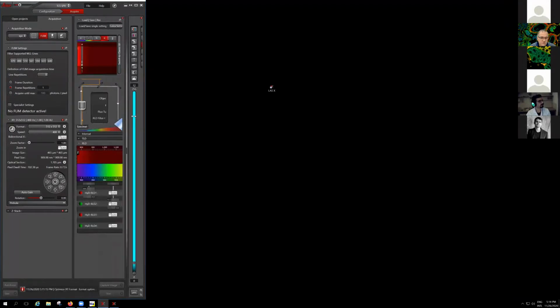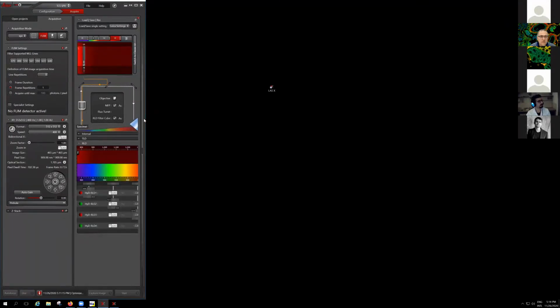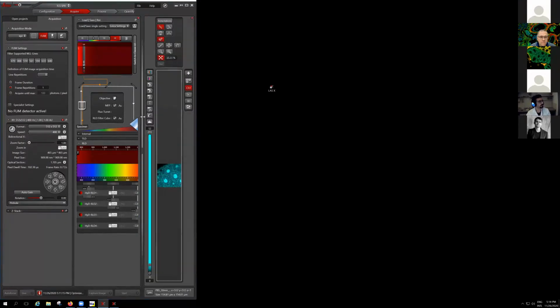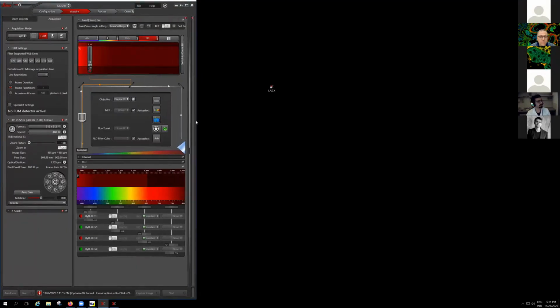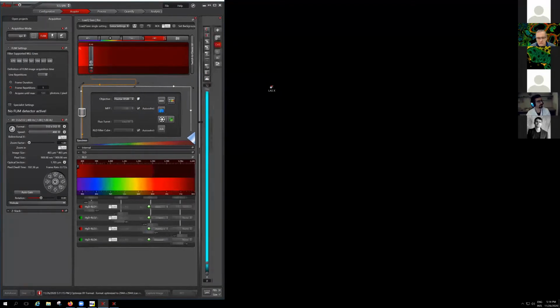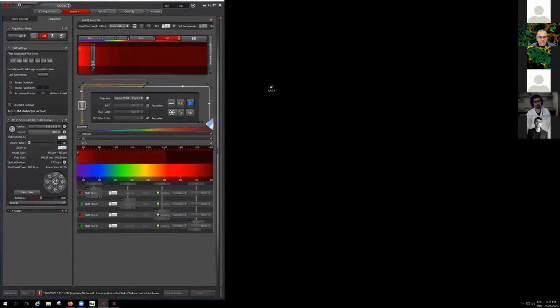It just takes a few seconds to do so. Because I'm not interested in seeing the live view, I can see the live view also in the FLIM window here. And then bringing the FLIM window also here.